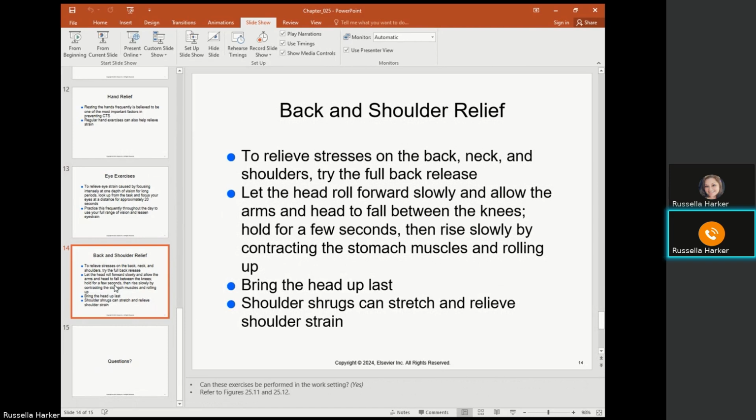So it's important, like I said, to take care of your muscles, your body, your joints. If you're not taking care of yourself, you're not going to be able to take care of anyone else. And that is what we do as dental assistants, is take care of other people.